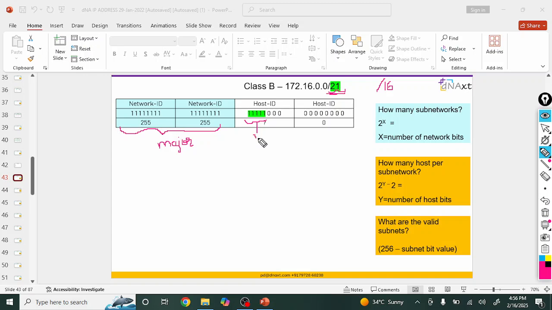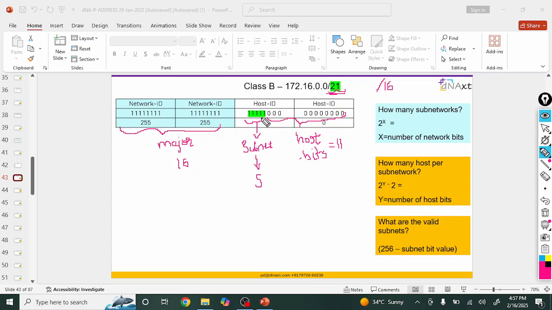These five bits are subnet bits. And the third octet, 3 bits and 8 bits of the fourth octet, which are 0, are host bits. So total there are 11 host bits. Subnet bits are 5. Okay, and major network bits are 16. So total we have 32 bits.